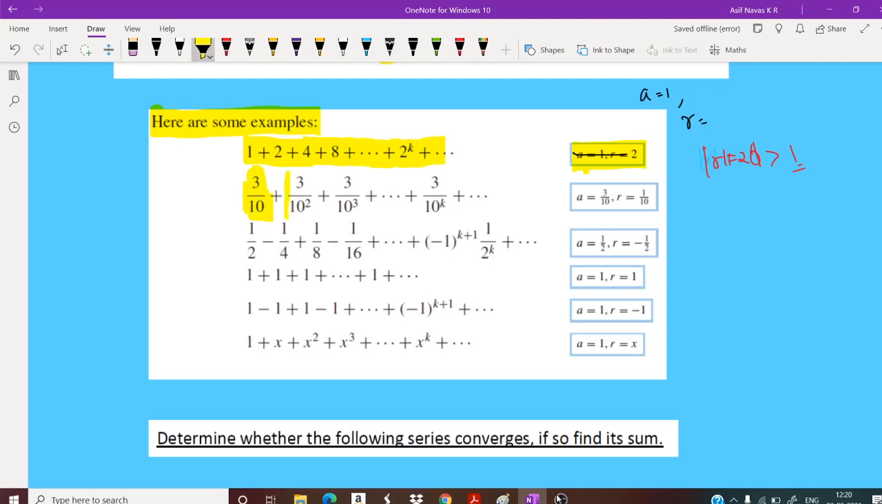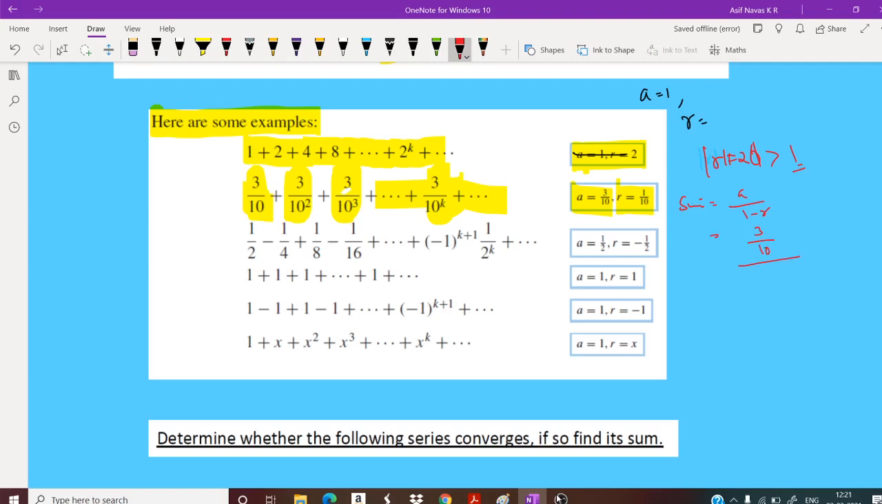What about this series? 3 by 10, 3 by 10 square, 3 by 10 cube, etc. What is the first term? a equal to 3 by 10 and common ratio r equal to 1 by 10. Is this series convergent? Yes, because r equal to 1 by 10 is less than 1. So you know the sum is a by 1 minus r, you can find the sum.